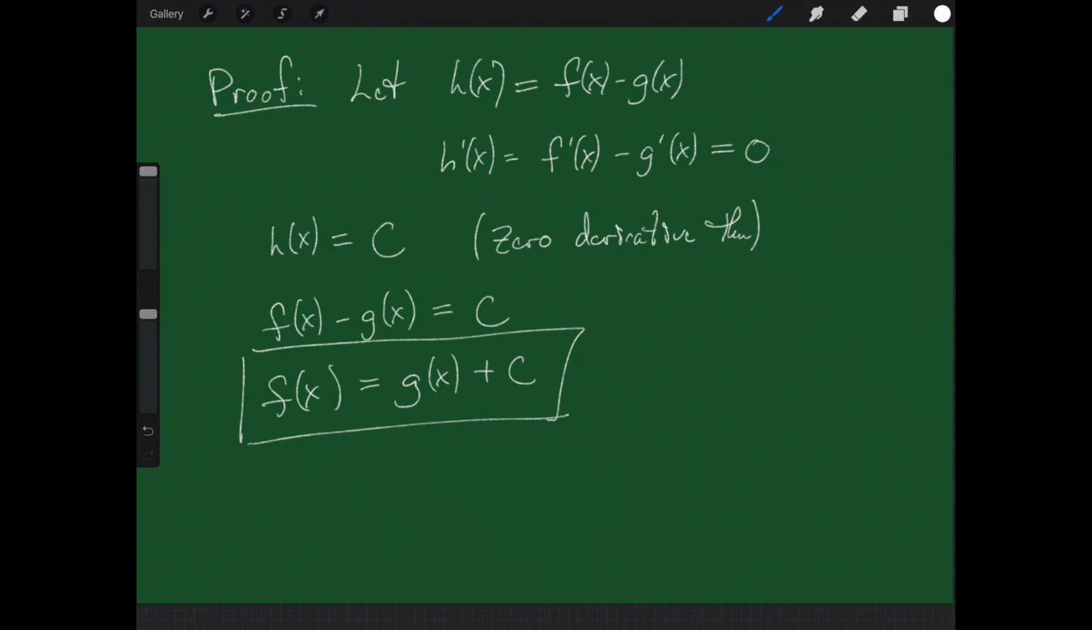And that's the end of these 4 proofs that I wanted to do for you. And so now let's look at some example problems.